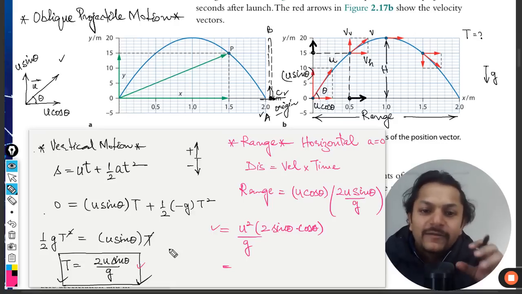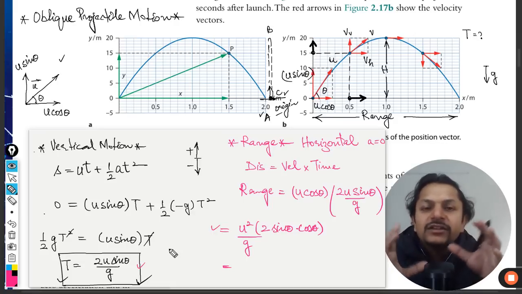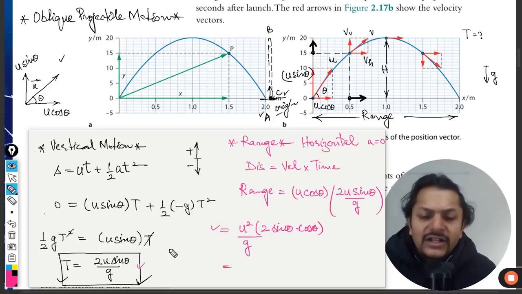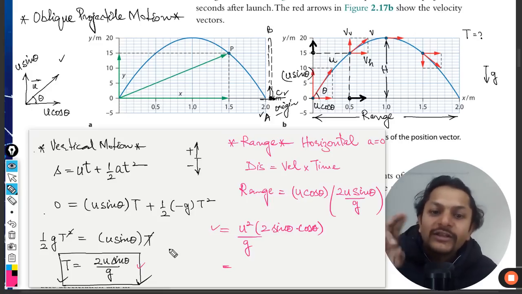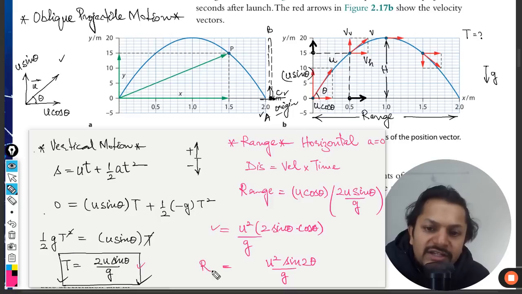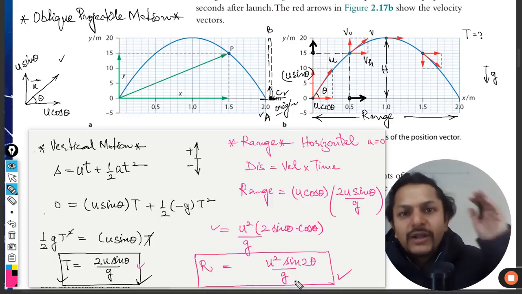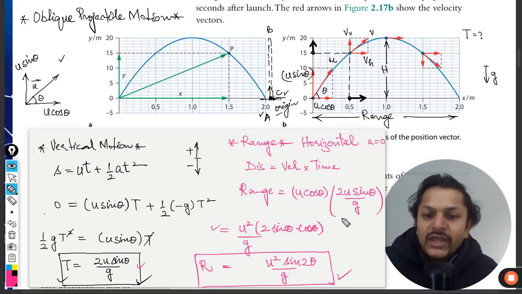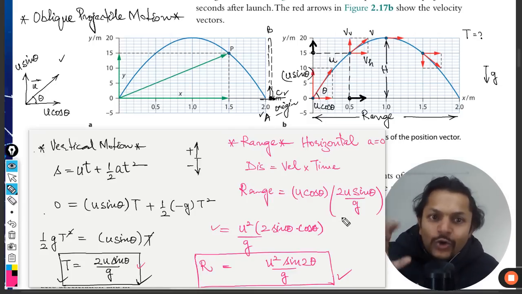So what is that? There is an identity, a formula in trigonometry that you might have studied in maths AAHL. Sine 2 theta is equal to twice of sine theta cos theta. So the formula becomes u square sine 2 theta divided by g. So this is the range, and we have the formula for it. So the range is u square sine 2 theta divided by g.